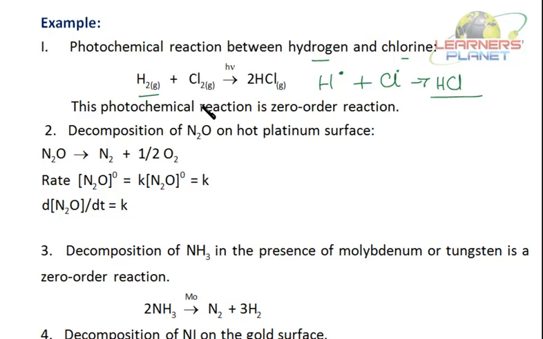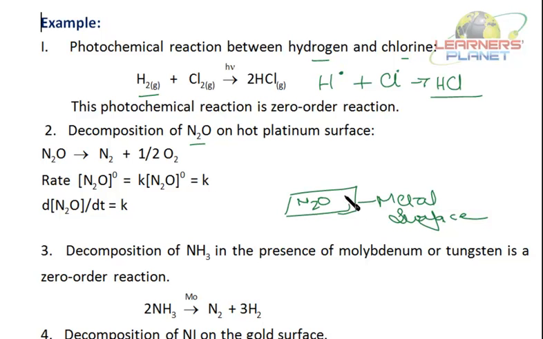So this reaction is independent of the molar concentrations, or in this case the pressures, of the hydrogen and chlorine gases. The next example is the decomposition of N2O on a platinum surface. Again, see what is happening. Which surface is taken here? It's the platinum surface, that is a metal surface. And the decomposition of N2O is taking place on this metal surface. So what happens? This N2O gets adsorbed on this metal surface and the decomposition takes place.